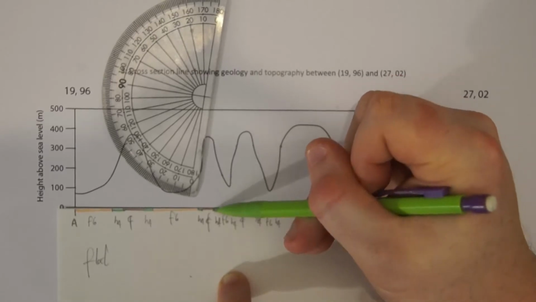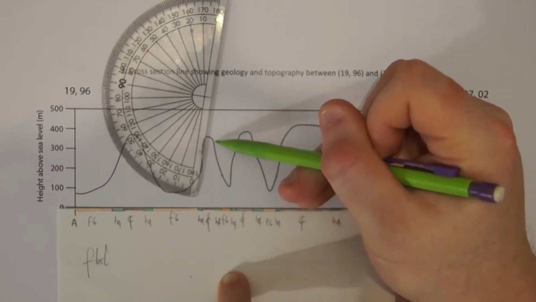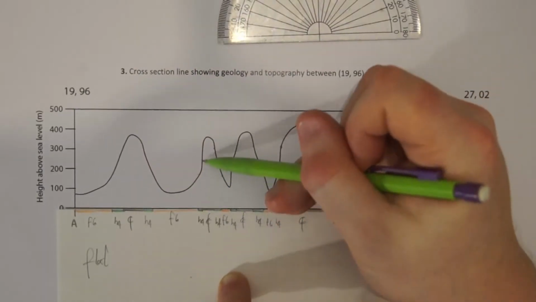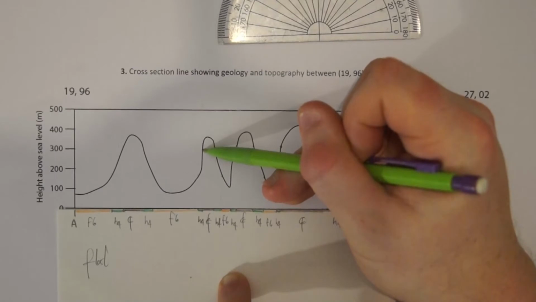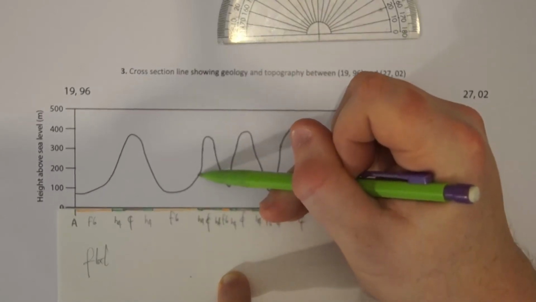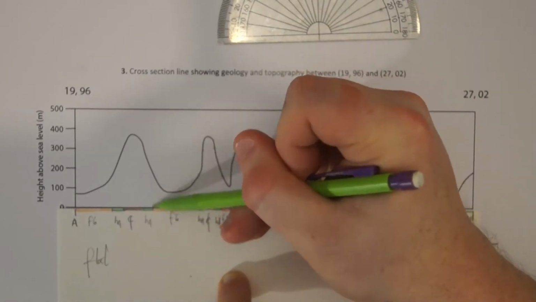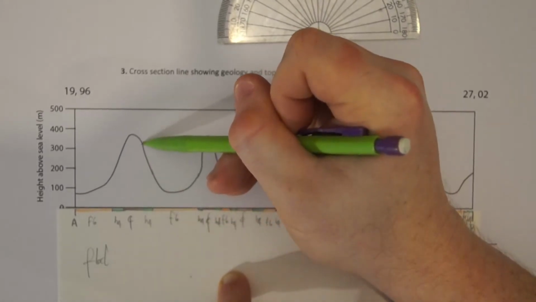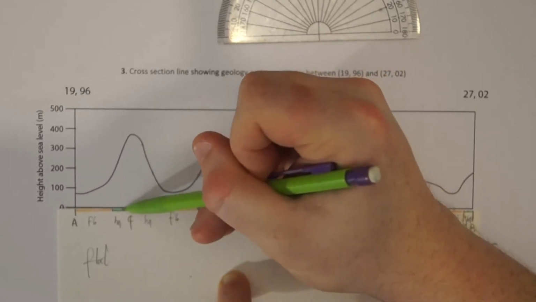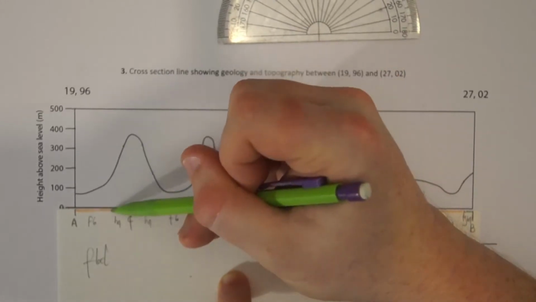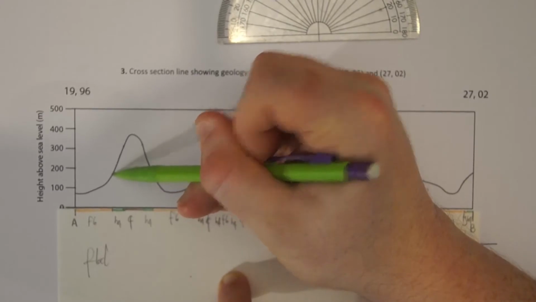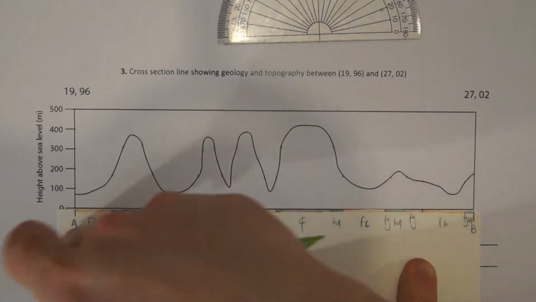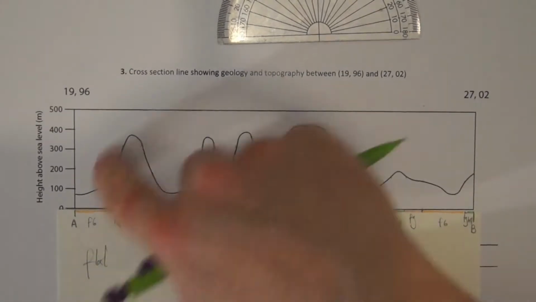Here. Out there. Almost done. There. Next one going straight up to there. Next one going straight up to there. Straight up takes us to there. And there. So what I've just done is transferred all of the contacts from my cross-section strip onto my hill profile.